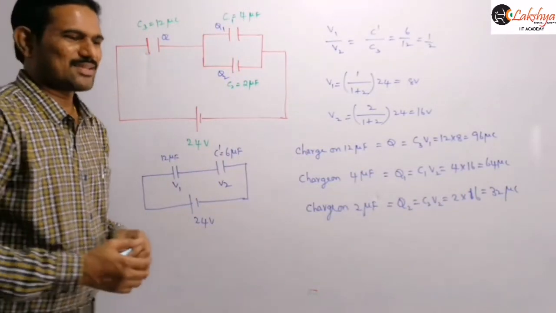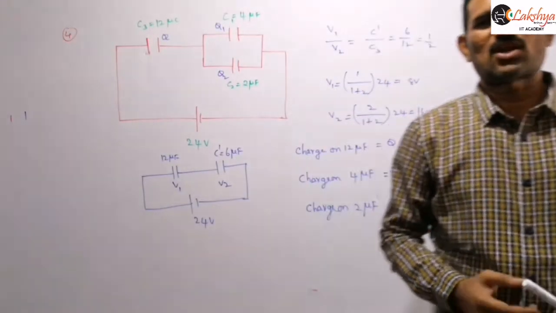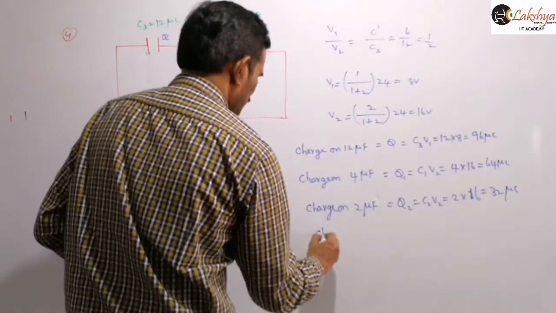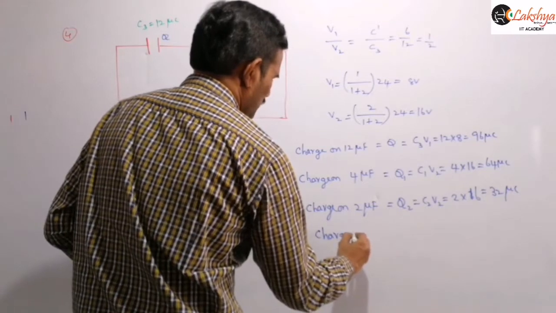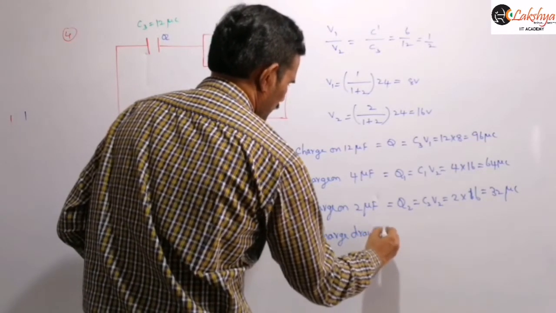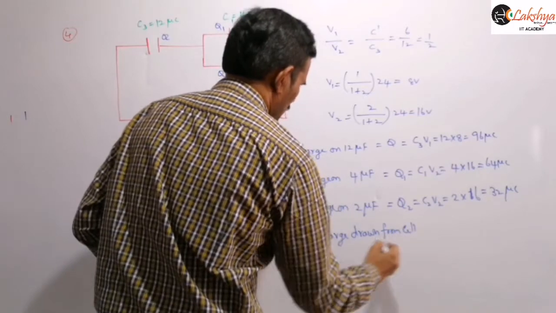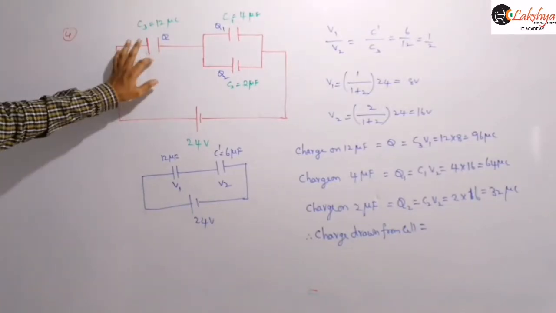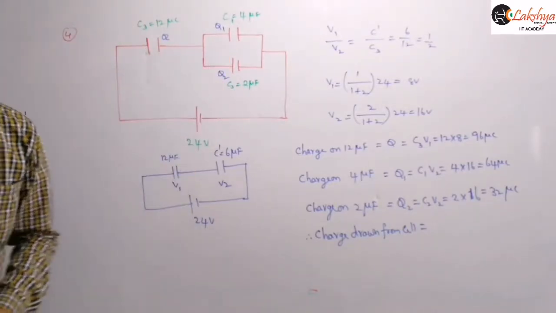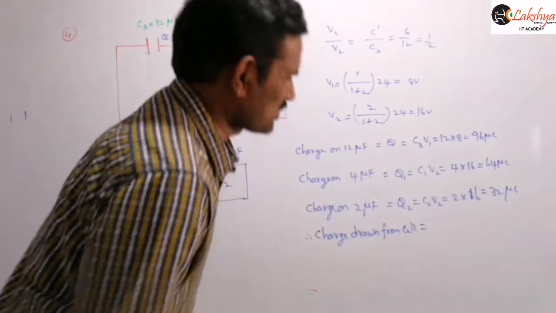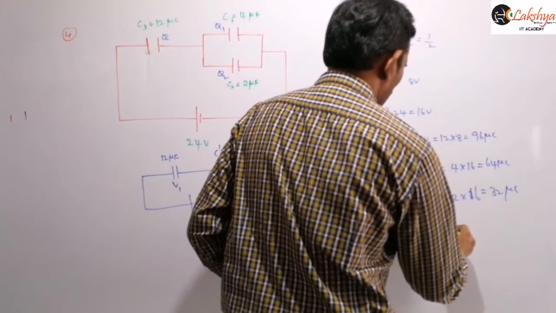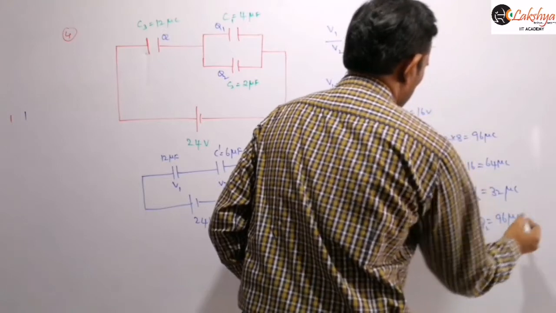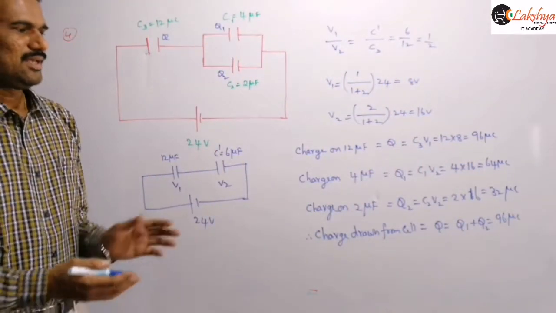Sometimes they will ask a question like, what is the charge drawn from the cell? That means how much charge is flowing from the cell here. So can you say how much charge is drawn from the cell? Whatever the charge appearing on this capacitor, that is nothing but the charge flowing through this cell here, right? So that is the charge flowing through the cell we need to write here, which is nothing but this Q value, or which is equal to Q1 plus Q2, and which is equal to 96 microcoulomb. So that is the charge flowing through this cell here.